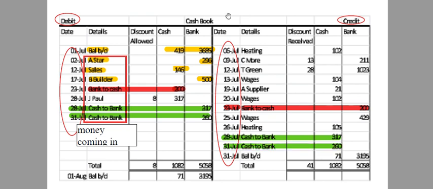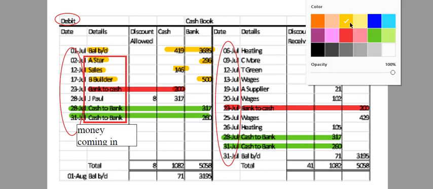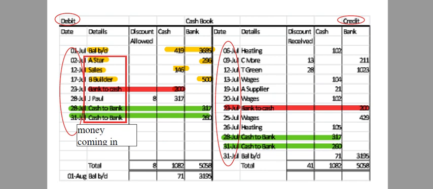Then on 28th July there is J. Paul there. So we go back to our regular highlight color, and we see J. Paul, and we received cash from him. You can see 317, and we also allowed him a discount of $8. So actually this guy was owing us 317 plus 8, which is $325, but he paid us 317, and we allowed him a discount of $8.